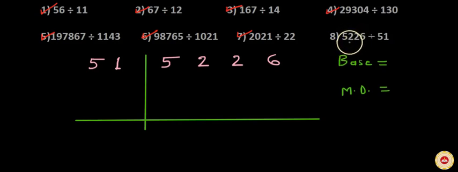Eighth example, 5226 divided by 51. So the divisor is 51. This divisor is not close to the base. It means that we have to convert this 51 into a divisor which will be near to the base.